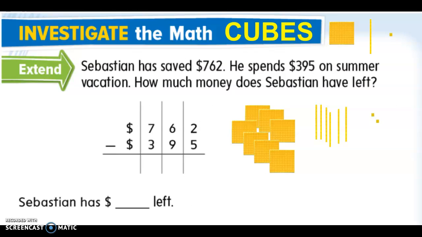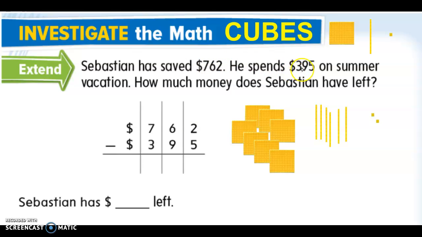Let's move forward with today's lesson, subtraction with regrouping. So we start with Sebastian, and he has saved $762. I wrote that down here, 762, and I also built that number with place value blocks. I want you to get used to seeing these numbers in your head with place value blocks. Then as we're regrouping, you'll be picturing what we're doing in your mind as we work with the numbers on paper. So he saved $762.